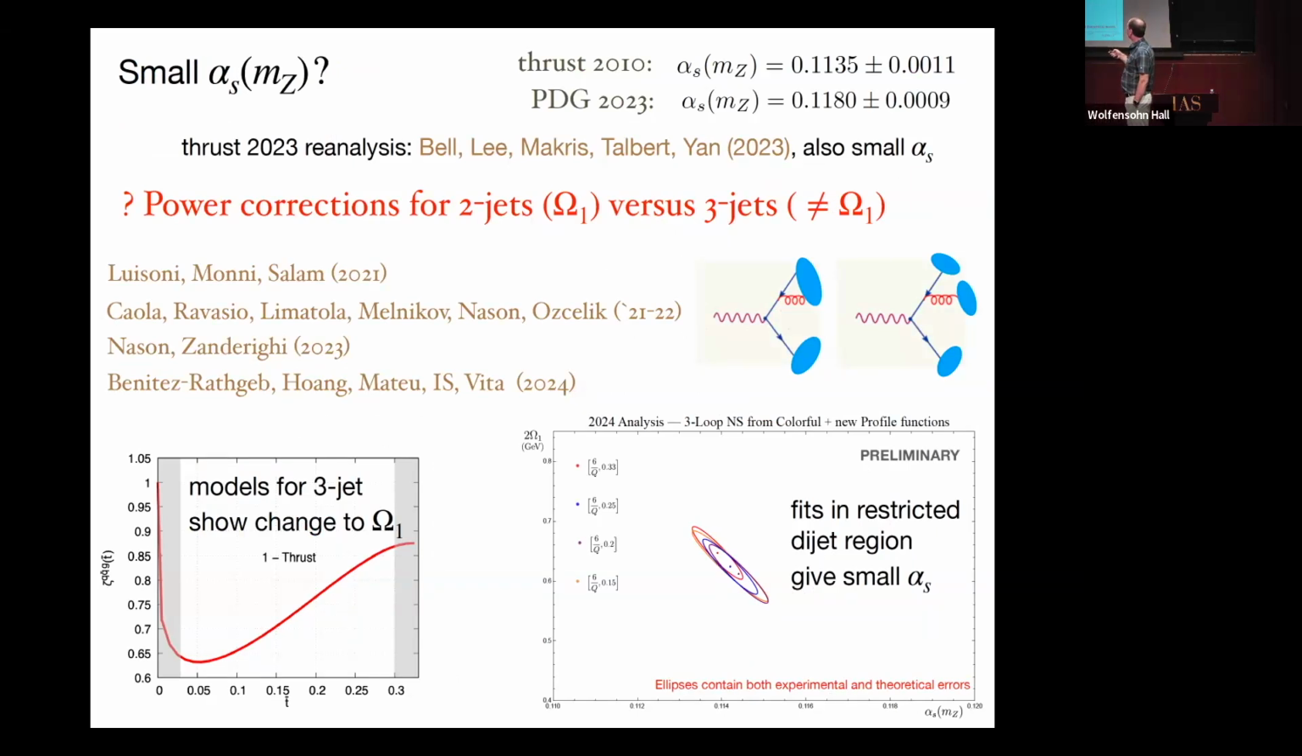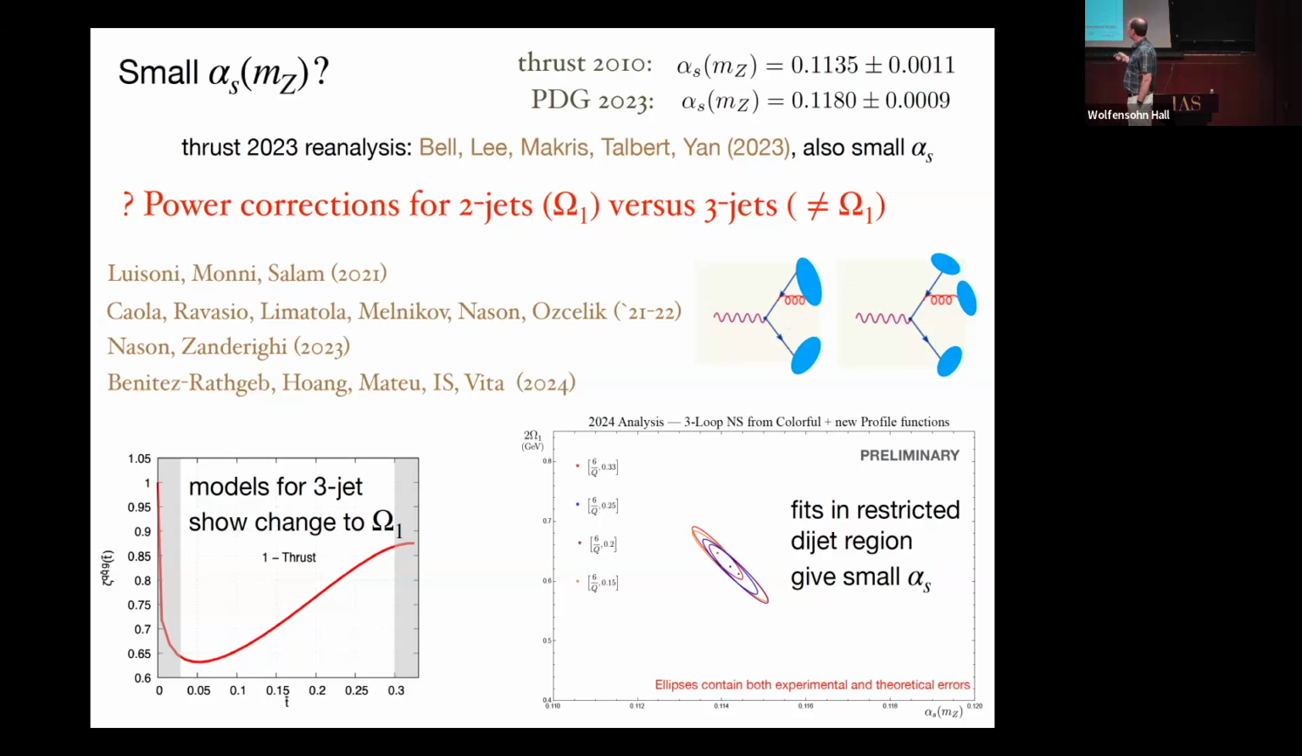So in 2023, there was a reanalysis of everything I told you about by a completely independent group. No common ingredients were carried over, so they just redid the analysis. And they also found a small alpha S. They did question whether the perturbative uncertainty should perhaps be a little bigger than this, but still find a small alpha S, and so it's not really resolving the puzzle.